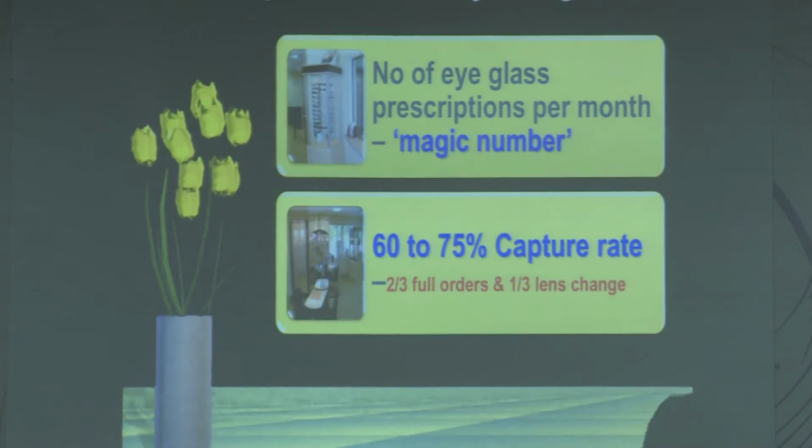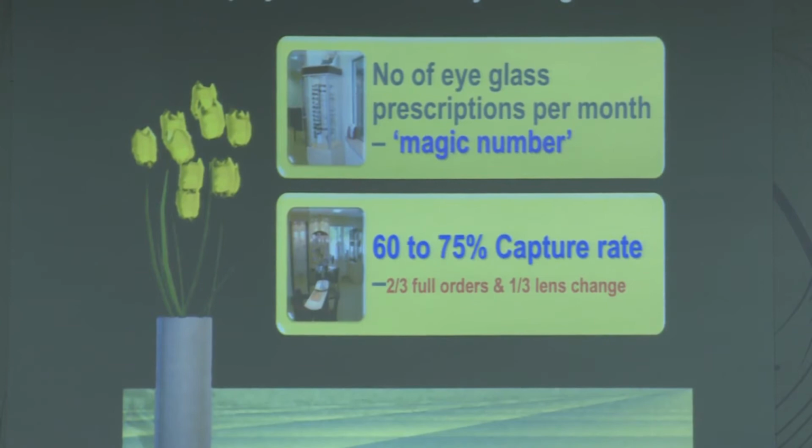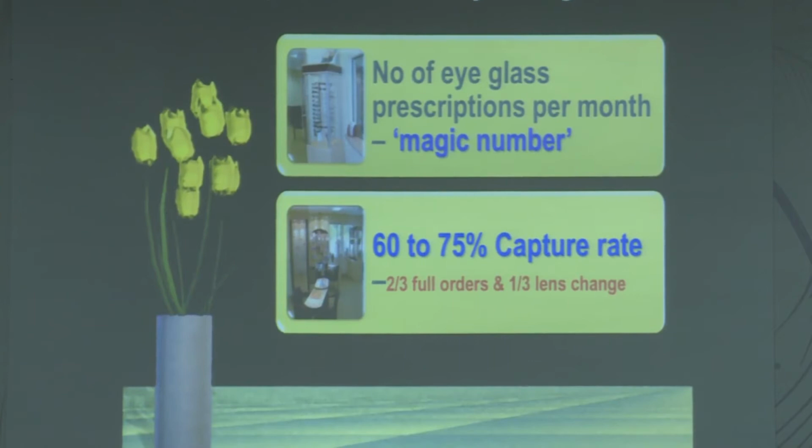So how to set up? You need to know how many frames you can take in your practice. So ideally, if you have 100 patient prescriptions, you should be able to capture at least 60 to 75. You can never reach up to 100%. You have to be a bit realistic about it. So at least 2/3 of it should be full orders, and 1/3 may be just lens change. They will use the existing frame.